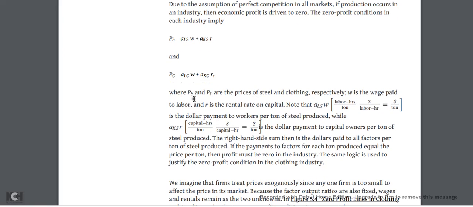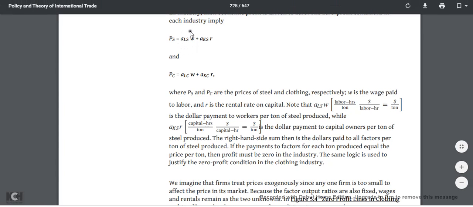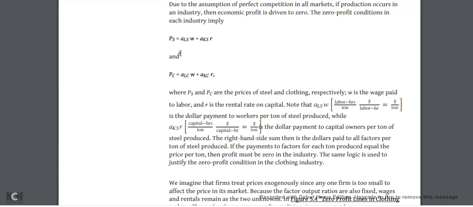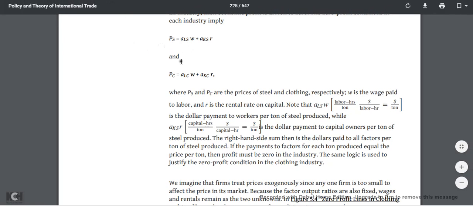Okay, so where PS and PC are the prices of steel and clothing. So now we are going to determine the price of this production of steel and production of cotton. PS represents the price of steel, taking into account two factor inputs, that is how much wage is paid for the labor input and how much rent is paid to the capital input. Adding these two will get the price.